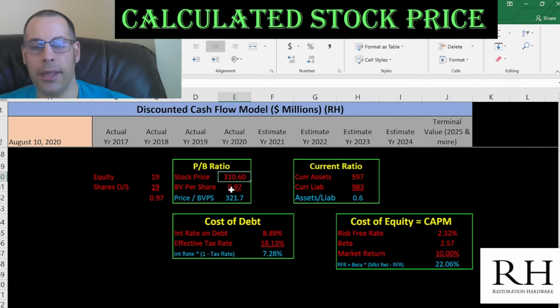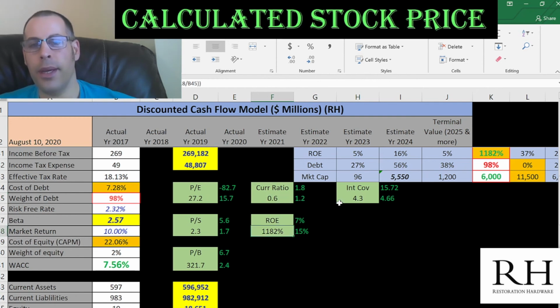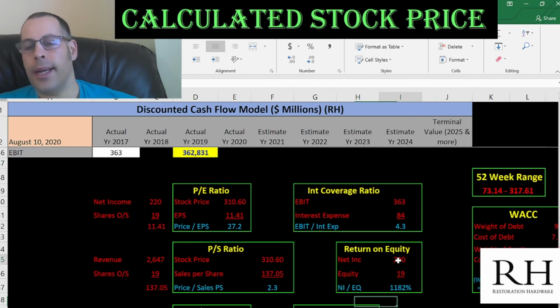Price to book is stock price over book value per share. To calculate book value per share, it's equity over shares outstanding. They're at 321. I like to see below 3.5. This indicates investors are willing to pay $321 for $1 of book value. Bad current ratio, really good ROE, and a good interest coverage ratio. So current ratio is current assets over current liabilities. They cannot cover their current debt, so they need to take on more debt. ROE is net income over equity. It's so high because there's so much debt and they have so little equity in their capital structure. Interest coverage ratio is EBIT over interest expense. They can easily cover their interest payments.